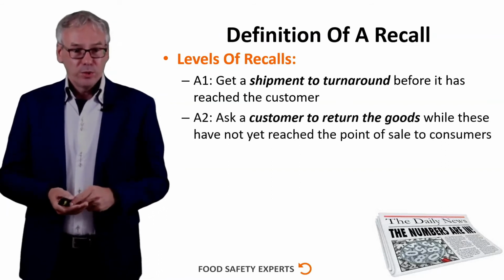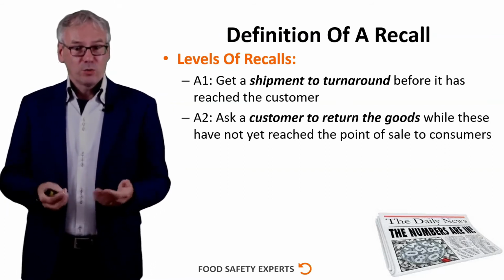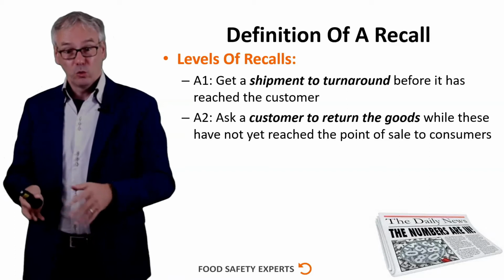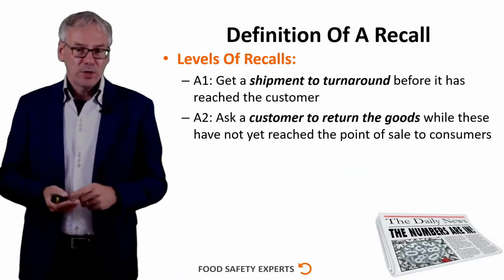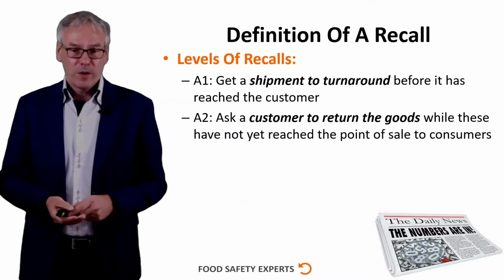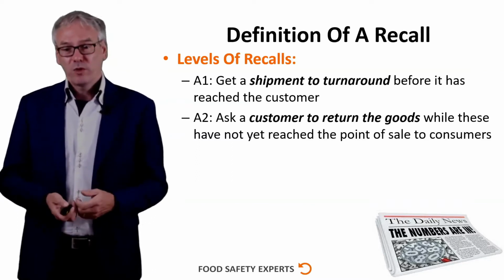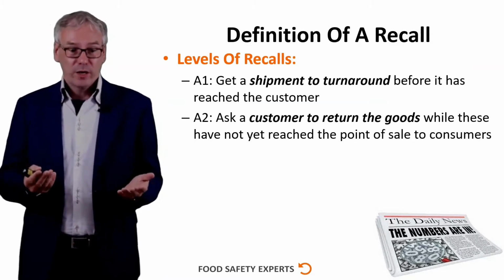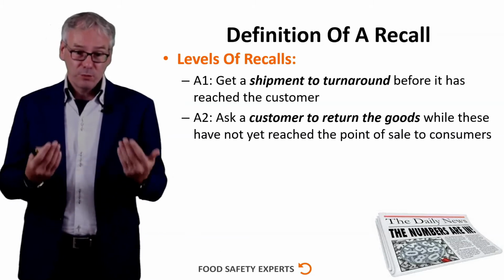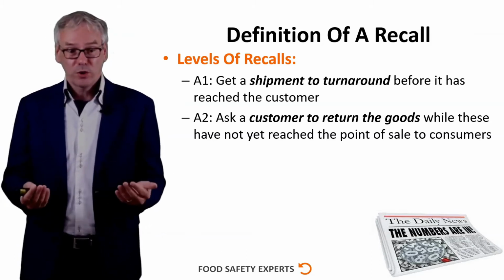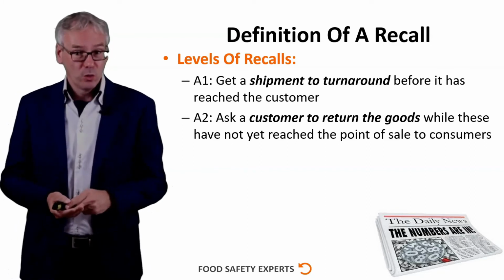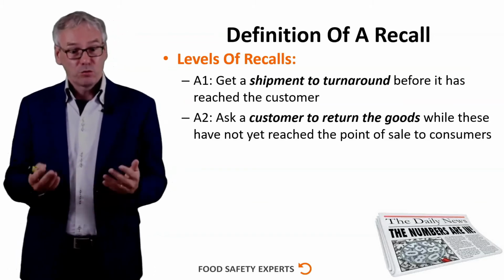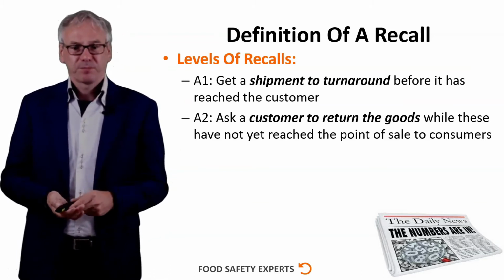Another example could be that you ask your customer to return the goods while these have not yet reached the point of sale to consumers. An example here could be that you get notified by a supplier that one of your raw materials was contaminated with ethylene oxide and that you actually have to recall your products. If your customer hasn't used your products yet, they can simply return those products to you. But if they have used it, but not yet sent it to the consumer, then they might have to destroy some of their finished product as well.